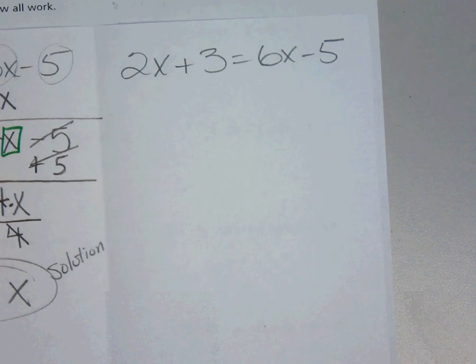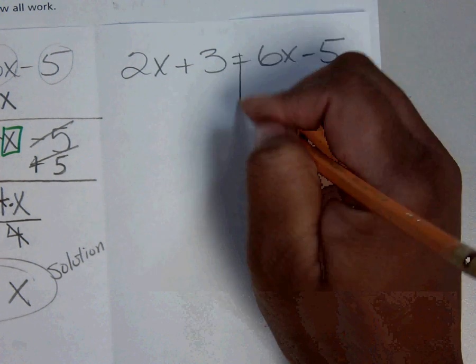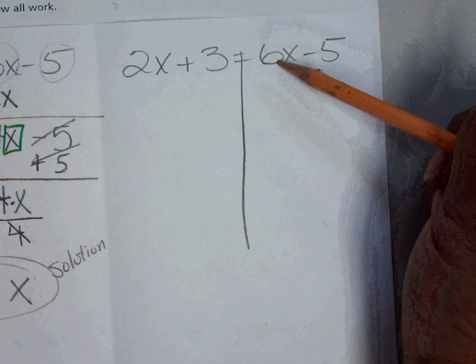2x plus 3 equals 6x minus 5. Same problem, isn't it? But now I'm going to show you, you don't have to move the 2x. You don't have to move the smaller x term. You do not have to move the smaller x term. You can move any x you want to move, as long as you move it correctly. So I'm going to move the bigger one.